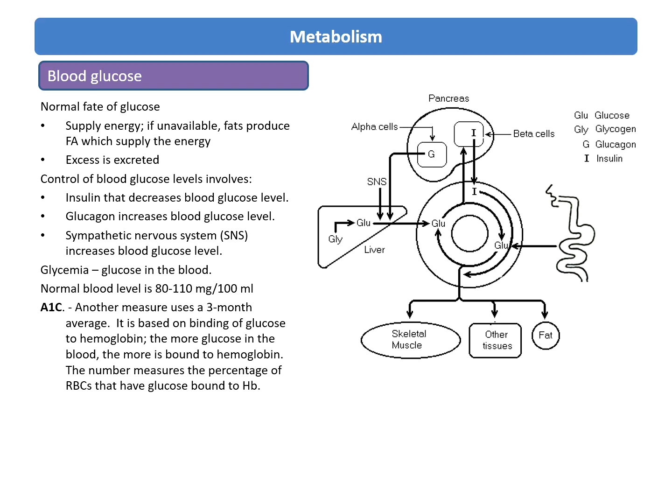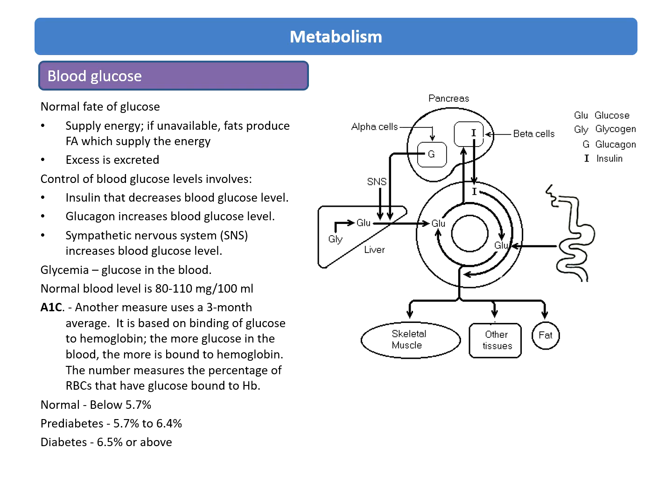A1C is another measure. It uses a 3-month average of the glucose. It's based on the binding of glucose to hemoglobin. The more glucose in the blood, the more is bound to hemoglobin. The number measures the percentage of red blood cells that have glucose bound to hemoglobin. Normal is below 5.7%. Prediabetes would be 5.7 to 6.4%.